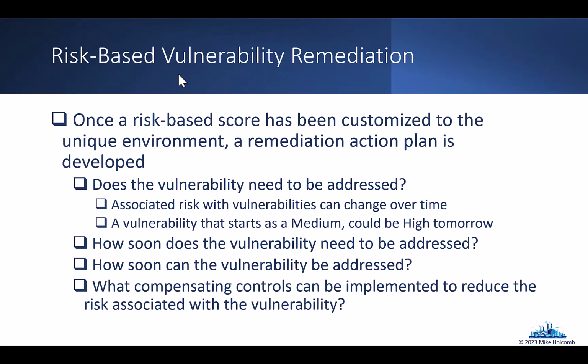At the same time, we mentioned this idea of compensating controls earlier. So maybe I can't take the plant down, and maybe I can't address the issue right now. Maybe we can't for another 3 months. But what we could do is apply compensating controls to lower that risk to an acceptable level.